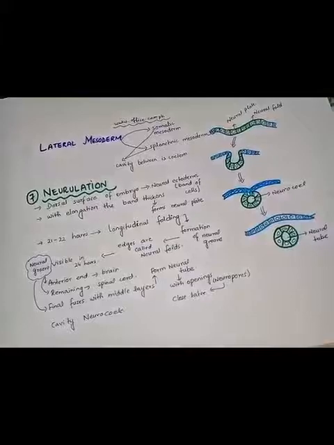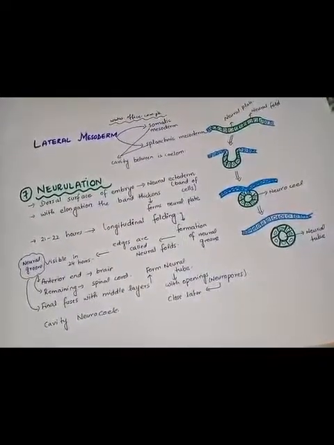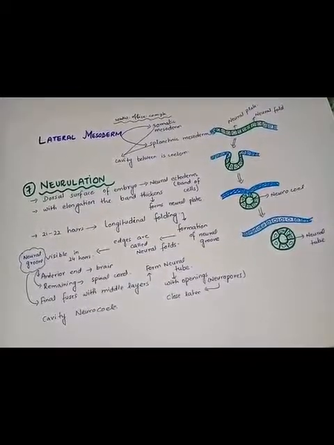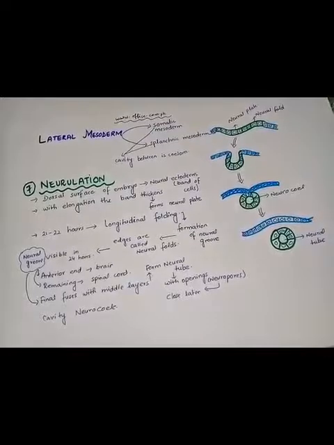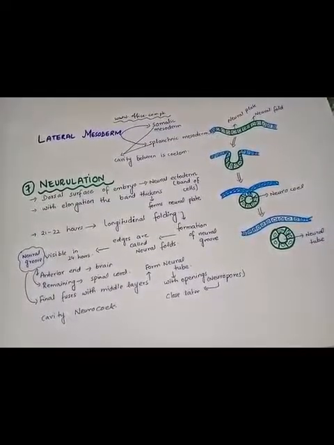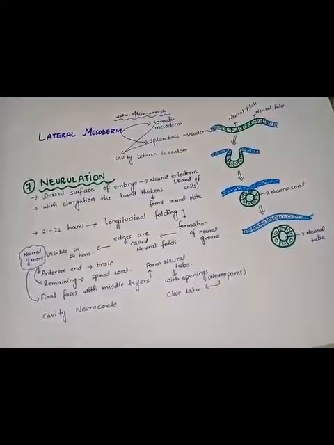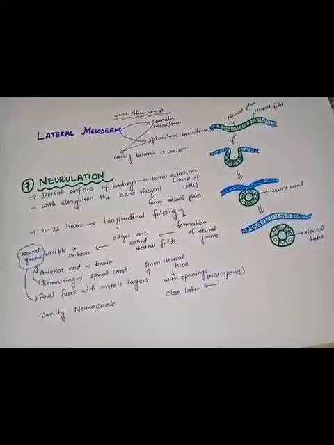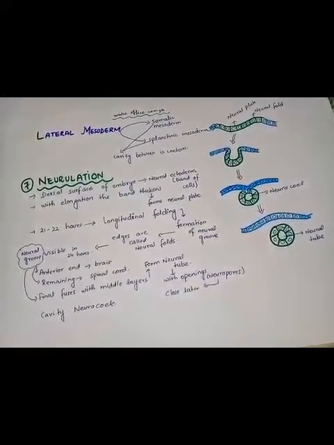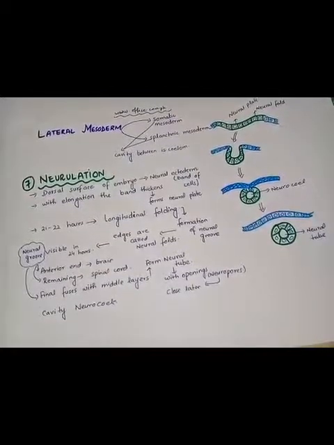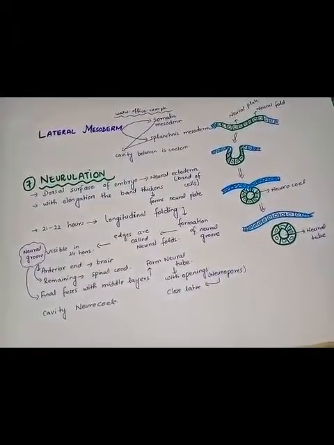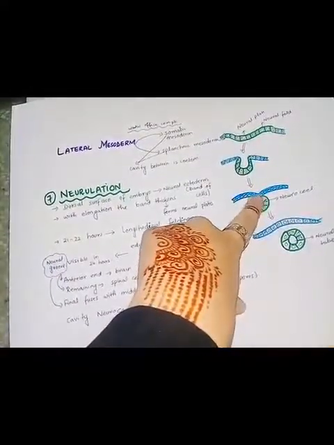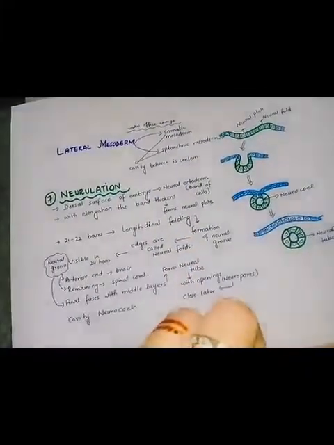The neural groove edges are called the neural folds. I have already told you about that. This neural groove is visible after 24 hours of incubation. When the 24 hours are completed after incubation, the neural groove is now clearly visible. Its anterior end forms the brain and the remaining end, as I have already told you, will form the spinal cord.